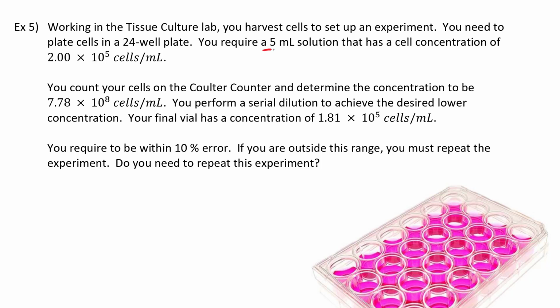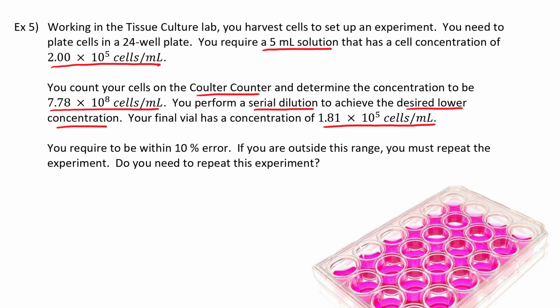Let's say you require a 5 ml solution with a certain concentration of cells, 2.00 times 10 to the 5 cells per ml. In the lab, we have special machines that count cells. One is called the Coulter counter. We can use this to quickly and accurately count our cells. When we count our cells, we realize we have 7.78 times 10 to the 8 cells per ml. In the laboratory, once you get the concentration you have, you'll perform a serial dilution to achieve a desired lower concentration. Serial dilutions will be the topic of another lecture.